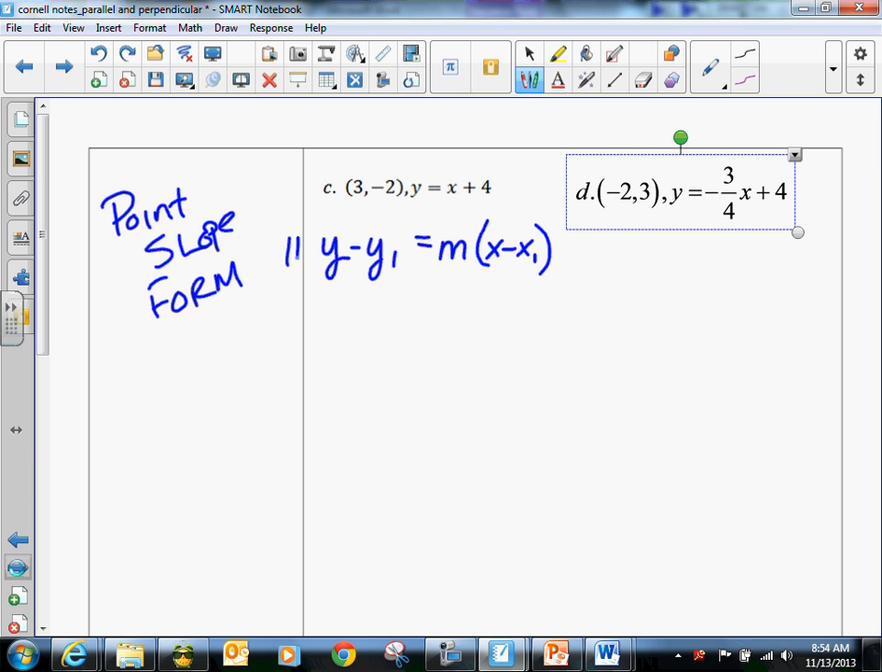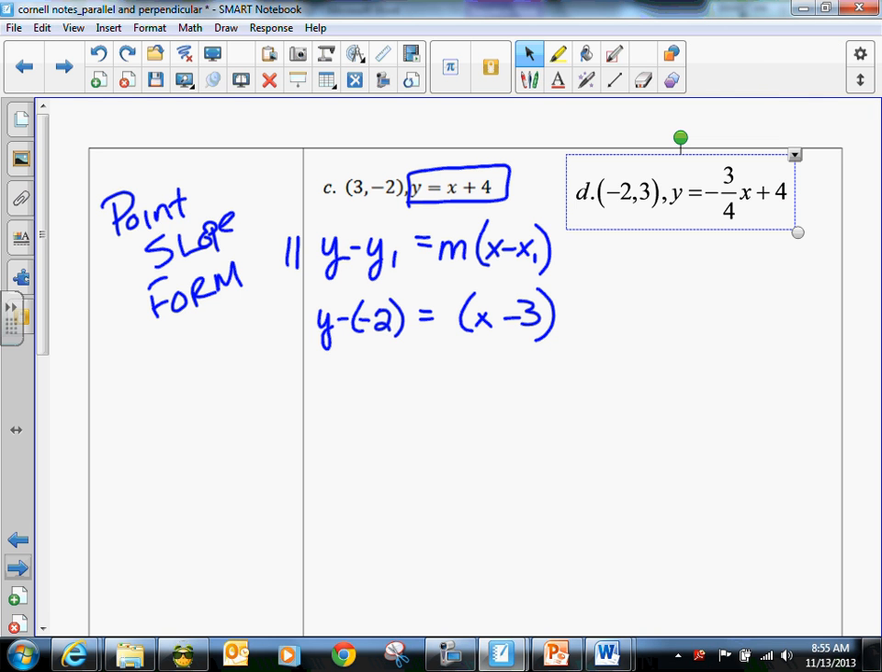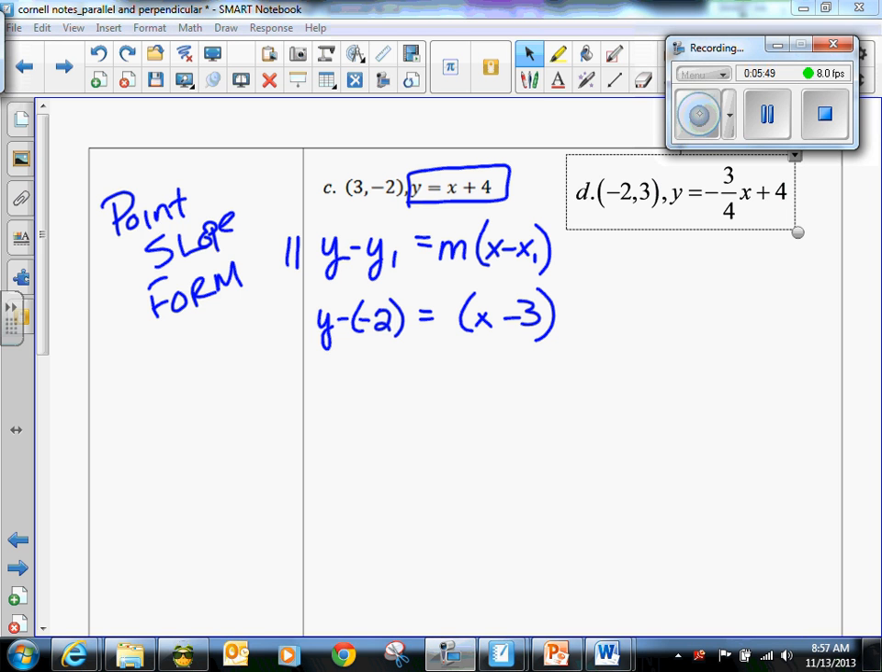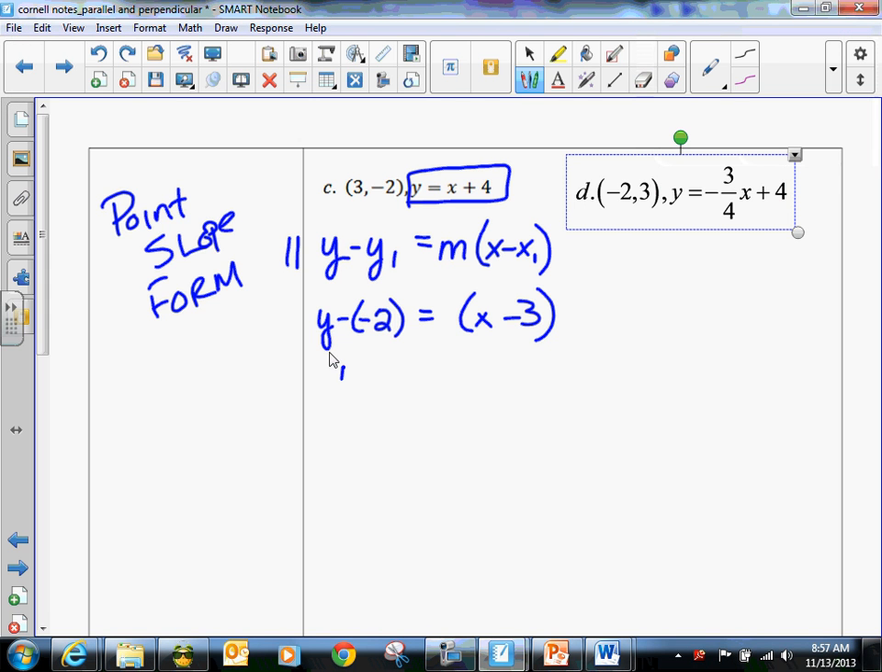The first thing I'm doing is working on the parallel. So now I have my point, 3, negative 2. So y minus negative 2 equals, the slope is 1 in my equation up here, okay? My slope is 1, so it's going to be x minus 3. So now what I'm going to have is y plus 2 equals x minus 3. And now I have the equation of y equals x minus 5.